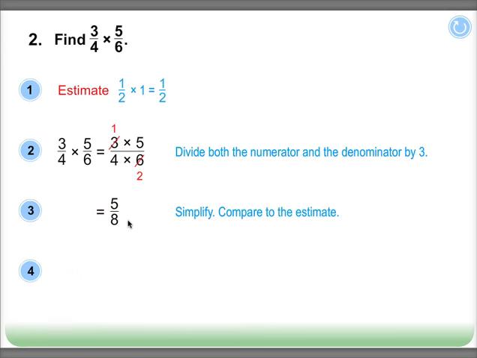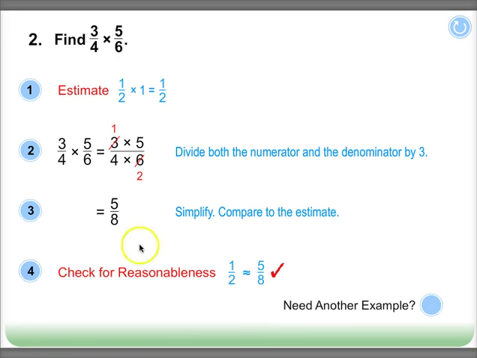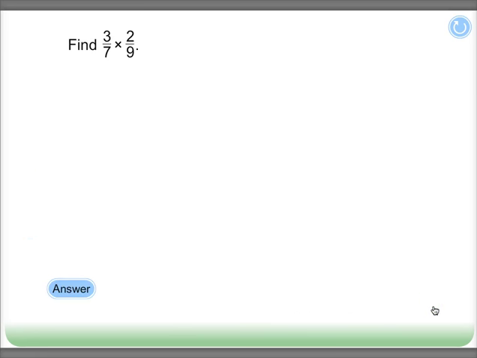And then it says to simplify. It's already simplified, so we don't need to. Now check for reasonableness. Is 1/2 about equal to 5/8? Yes, it is. Cross simplifying is a tool that will help you, and we'll talk a little bit more about it in class, but it is something to try and do. It may seem confusing at first, but the more you practice it, just like anything, the better off you'll be.